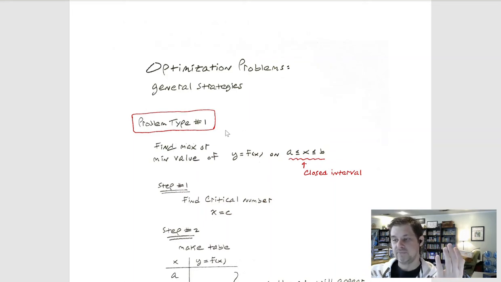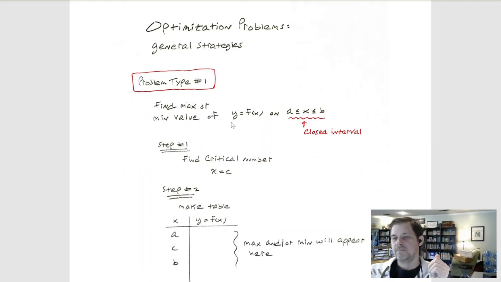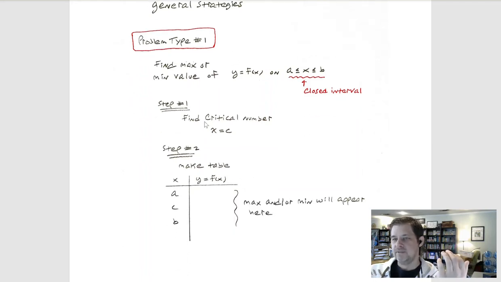And I'll probably break this video into two parts, but we'll see. Okay. So first type of problem is where we want to find the maximum or minimum value of some function, but with limits to the variable. Okay. Sometimes this is said to be that the function is on a closed interval.